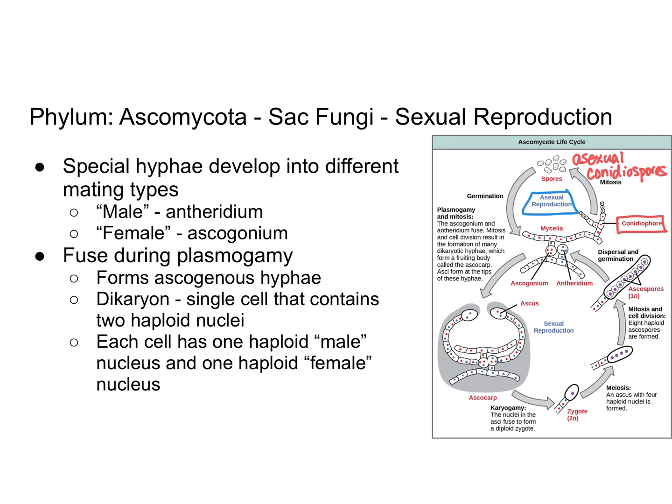Now during sexual reproduction, the hyphae develop into specialized mating types. The quote-unquote male mating type is known as an antheridium, and the female mating type is known as an ascogonium. And Ascomycota can be either homothallic or heterothallic, which just means that these mating types might be associated within one single fungal organism, or it can occur with two separate fungal organisms that come together in order to reproduce sexually.